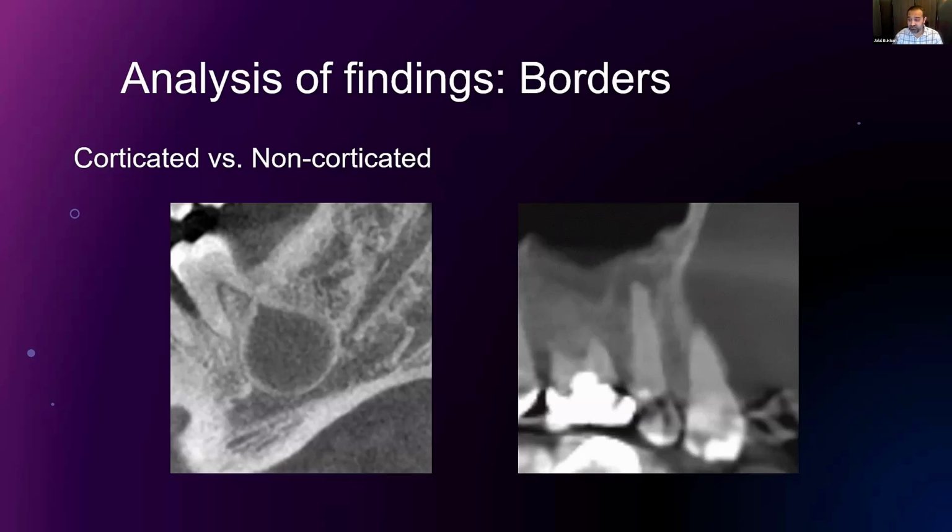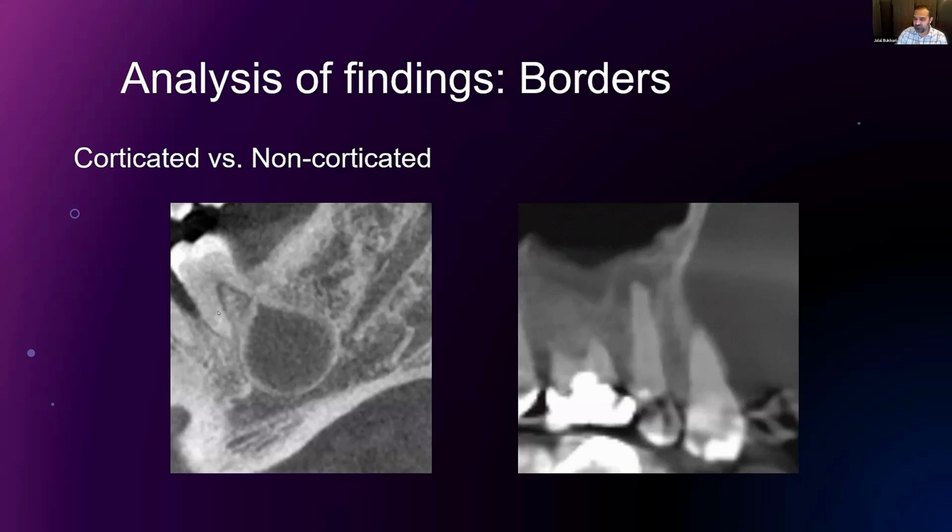Certain inflammatory conditions or fibroosseous pathologies, cystic pathologies, and benign neoplasms can show corticated borders, whereas non-corticated borders are typically seen in inflammatory processes, some fibroosseous conditions, and most of the malignant pathologies.